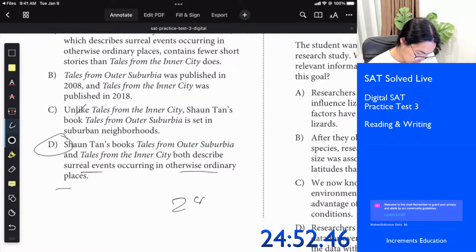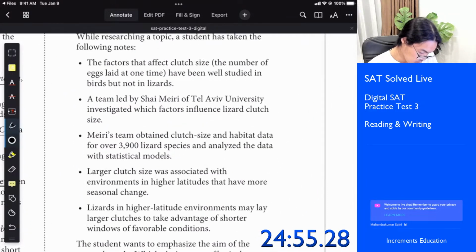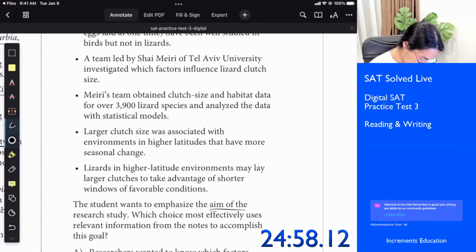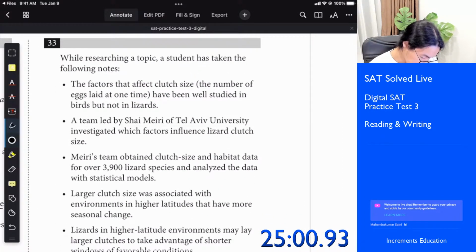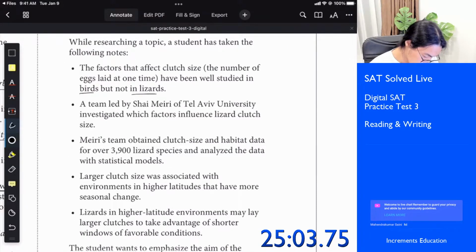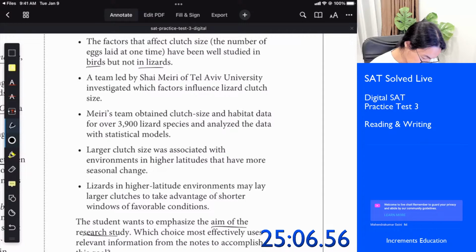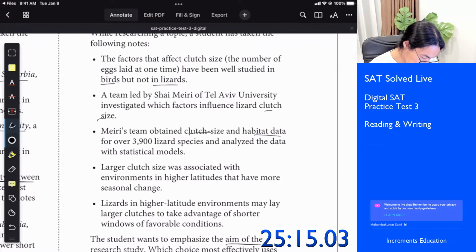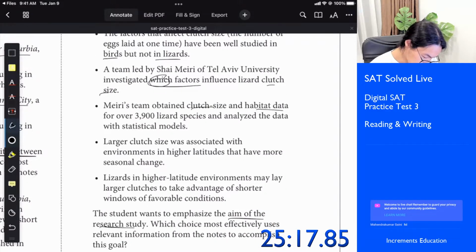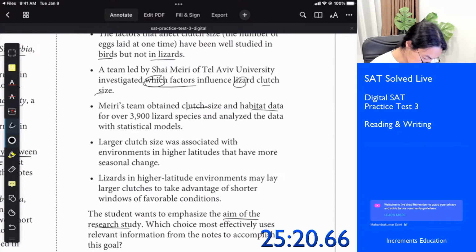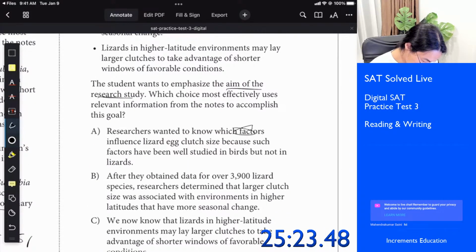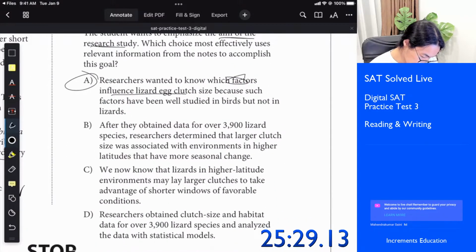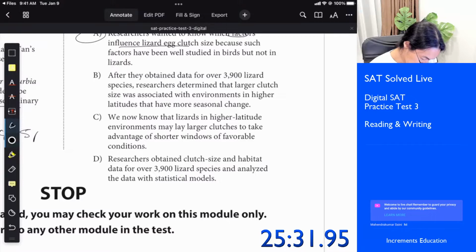I mean, yes, that's pretty straightforward. Okay. And we're looking for the aim of the research study. Okay. Factors that affect clutch size while studying birds but not lizards. Investigate which factors influence clutch size. Habitat data. Analyze the data with statistical models. Hang on, I'm losing track. Which factors influence clutch size in lizards? Okay. Which factors clutch size? Because it's one study. Okay, that's the aims. Yep.